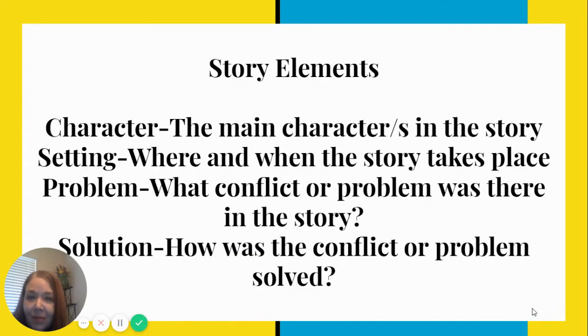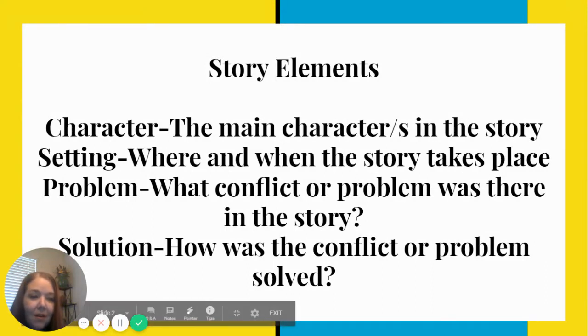Okay, so story elements. There are 4 different parts to a story. There are characters, setting, problem, and solution. So what are characters? They're the main characters in the story. The setting is where and when the story takes place. Problem, what conflict or problem was there in the story? And solution, how is a conflict or problem solved?